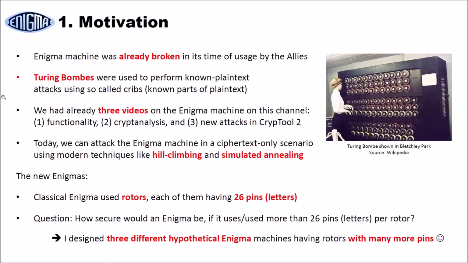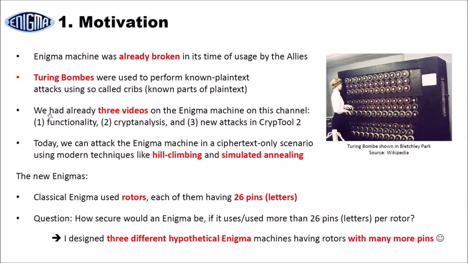The Enigma machine was already broken in its time of usage by the Allies. And to break the Enigma machine, so-called Turing bombs were used to perform known plaintext attacks using so-called cribs, which are known parts of plaintext. You can see such a Turing bomb here, which is shown in Bletchley Park, where they used these Turing bombs to actually break the Enigma machine.